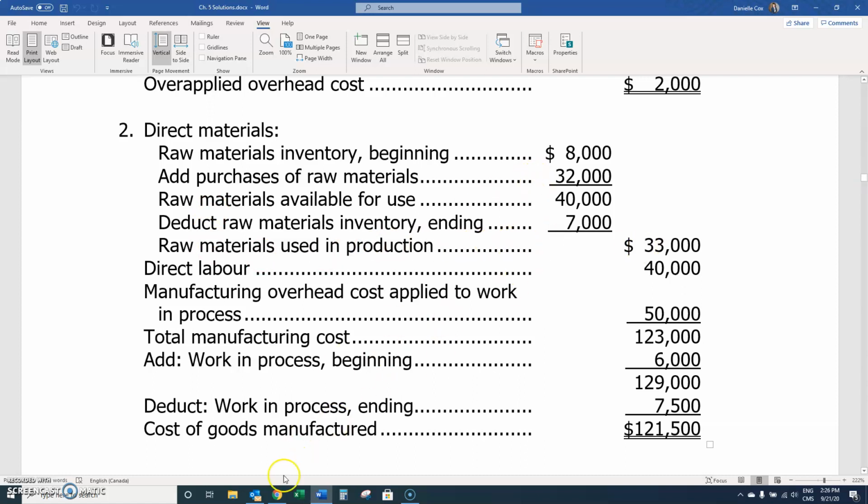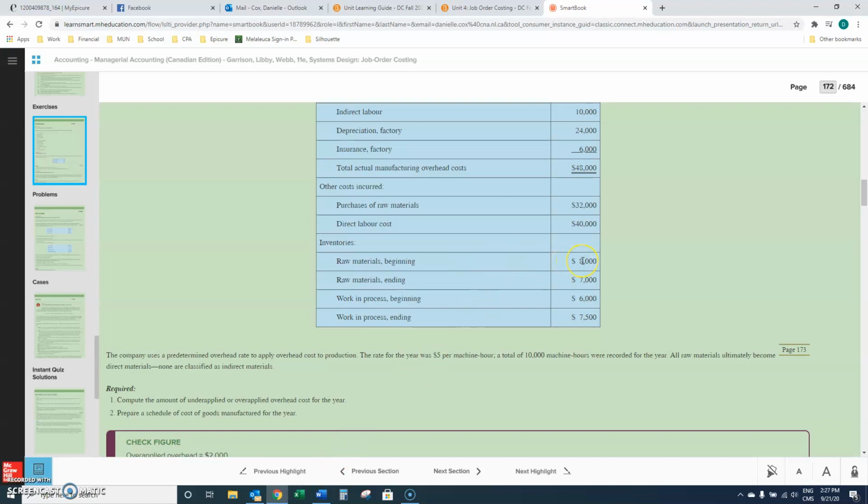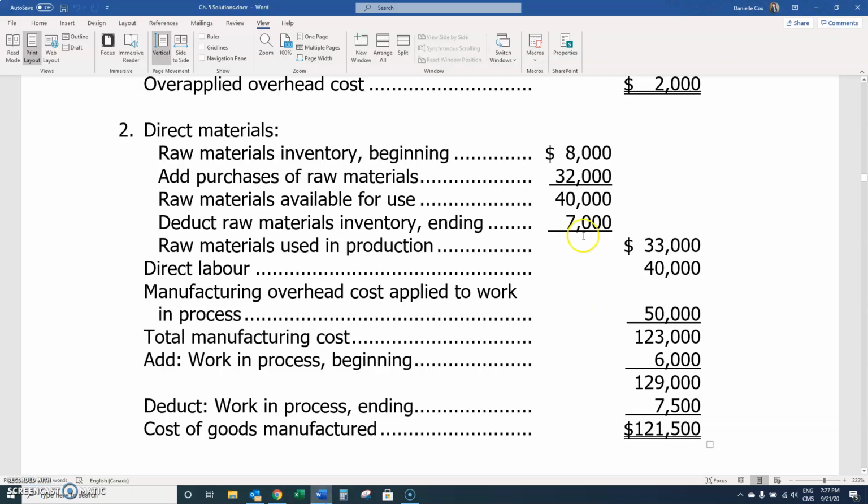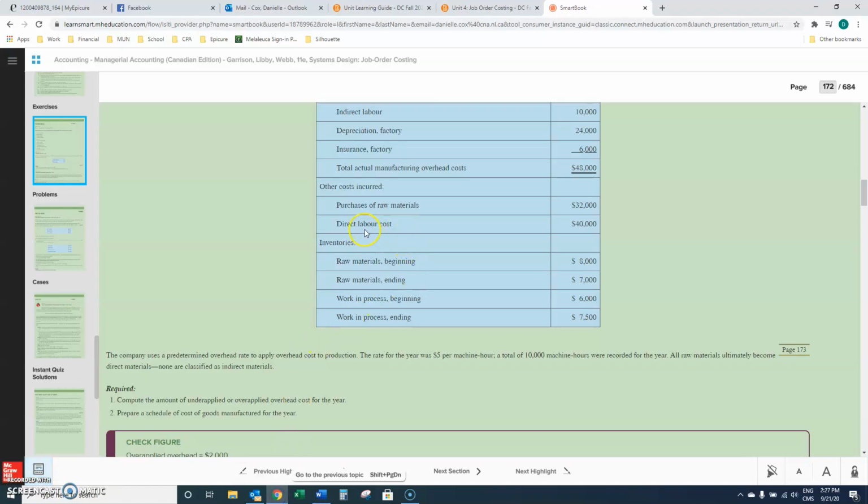So these numbers here: raw materials at the beginning, 8,000. We purchased 32,000. So that means we had 40,000 of raw materials available, but we had 7,000 left in our ending inventory. So that means there was $33,000 worth of materials used in production. Then we have direct labor. So we're given that amount here. Direct labor costs was 40,000.